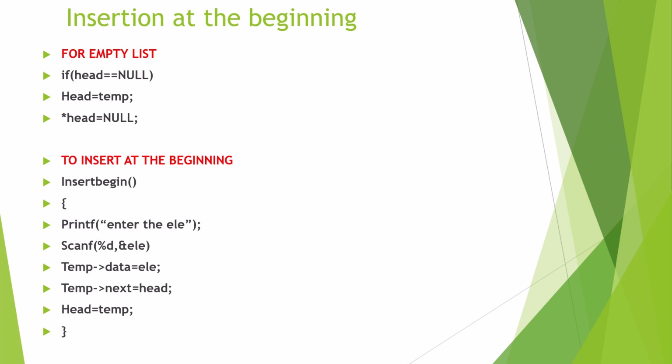The second code, insert begin, printf enter the element. We are going to get the element from the user, and the element is placed in the temp node's data place, and the address of the head is placed in the temp node's next field, and this temp node is now declared as the head node.